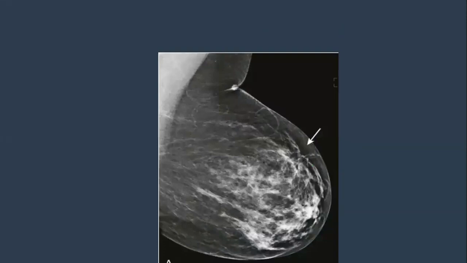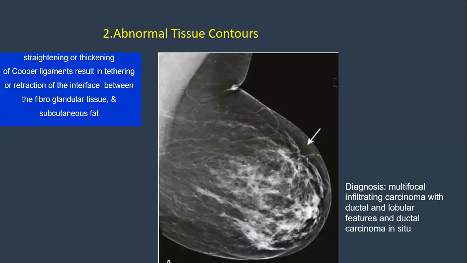Retraction. Yes, contour retraction, but this is related to the contour. Tethering and retractions, and there are thickening and distortions. This is thickened Cooper ligaments pulling and resulting in retraction of the contour. So straightening or thickening of the Cooper ligament can result in tethering or retraction of the fat glandular interface, resulting in contour deformity.